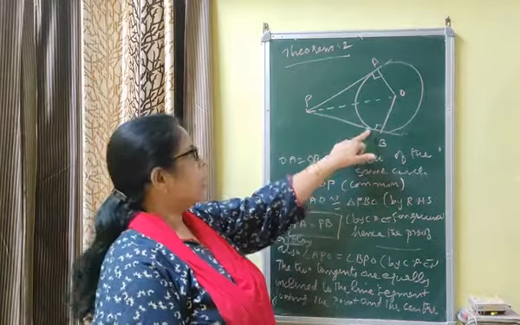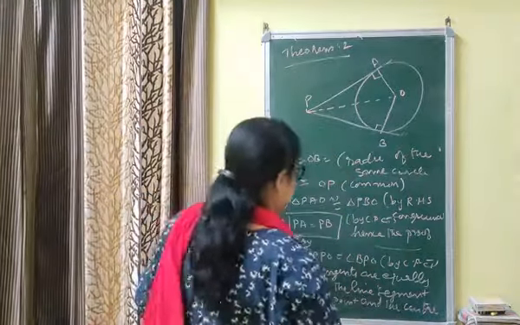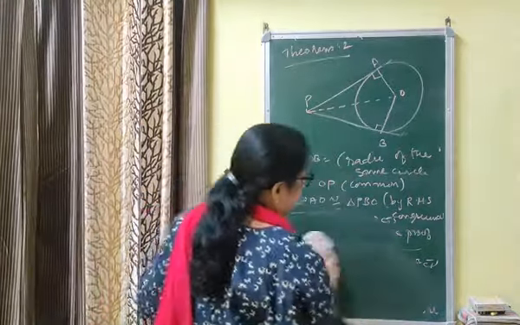Now by taking right triangles we proved that triangle PAO is congruent to PBO by RHS congruence condition. By taking CPCT we got PA equal to PB. That is to be proved. From that we have made one more corollary. The two tangents are equally inclined to the line segment joining point and center. These are the two theorems of the chapter circle. You have to learn it by heart.